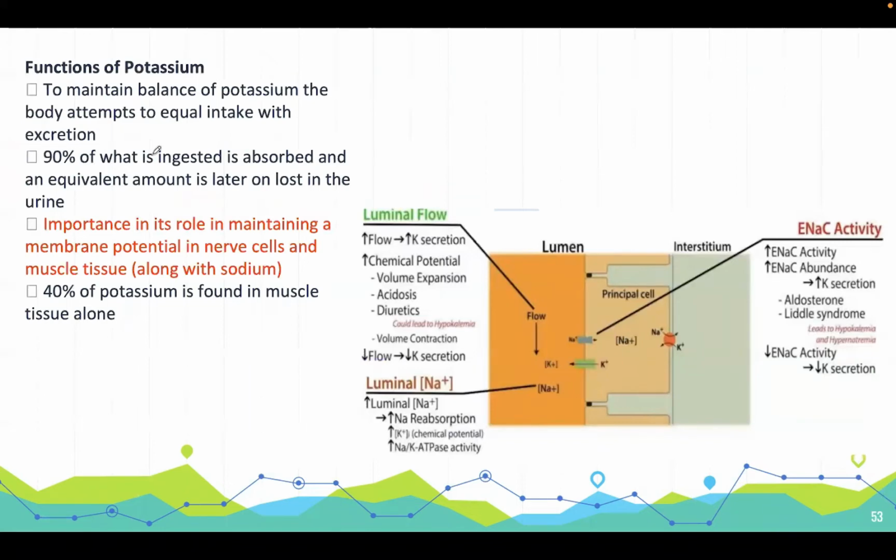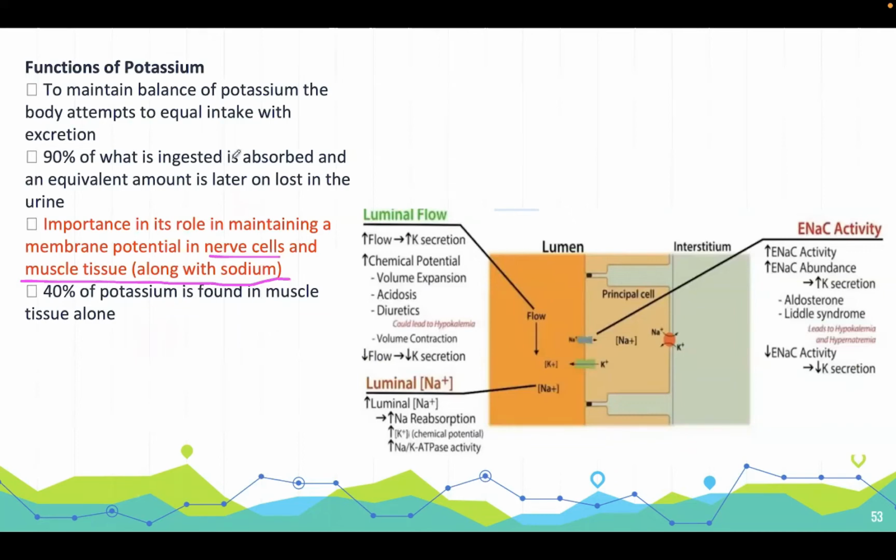Itong mga minerals natin, mainly they are found in the earth minerals sila, but pwede naman po sila makita sa ating mga diet, 'di ba? Ang ating mga banana, they are rich in your potassium. So your potassium's important role is it maintains a membrane potential in nerve cells. Mahalaga po siya sa mga nerve cells natin and muscle tissue. Together with your sodium.